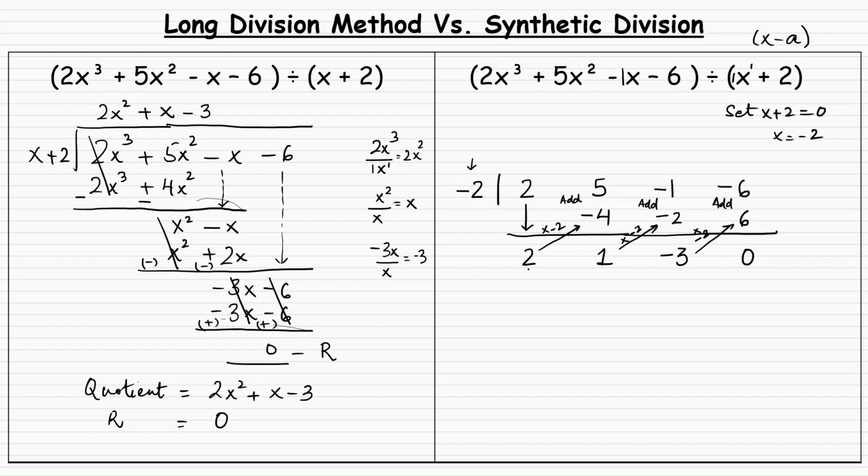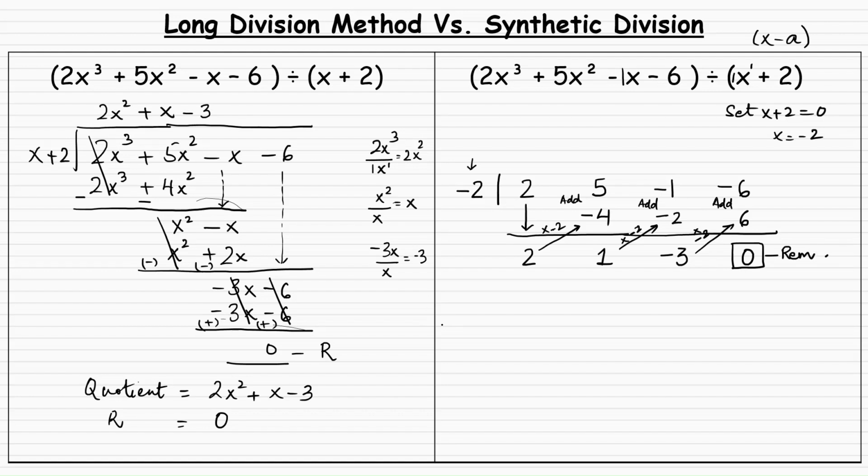Now, the new numbers which I have got, 2, 1, negative 3, 0, are actually the coefficients of the variable x of my answer, of my quotient. Always remember, this last number is always the remainder.